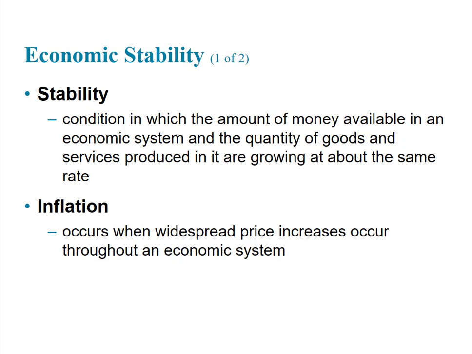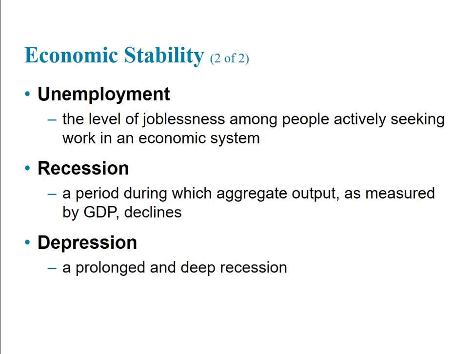Now, unemployment can be a result if the level of joblessness among people actively seeking work in a certain economic system is high. So if unemployment's high, our joblessness is obviously high. In an environment like that, we have a surplus of available workers seeking employment. When unemployment is low, there's a shortage of labor available for businesses to hire because they're all employed.